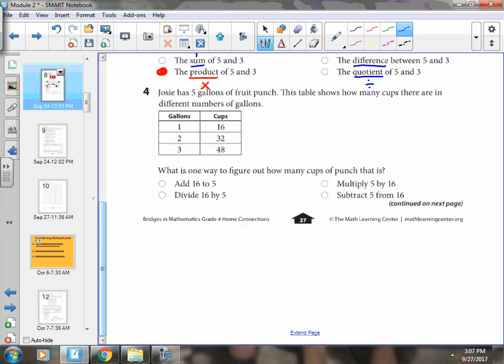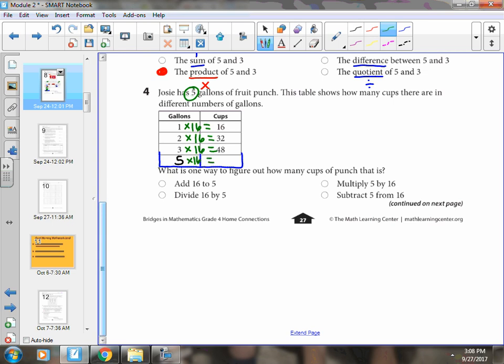Number 4, Josie has 5 gallons of fruit punch. This table shows how many cups there are in different numbers of gallons. What is one way to figure out how many cups of punch that is? So if 1 gallon is 16 cups, 1 times 16 is 16, 2 times 16 is 32, and 3 times 16 is 48. If I were to add another row and say, how about 5 gallons? How many cups would there be? I would do the exact same thing.